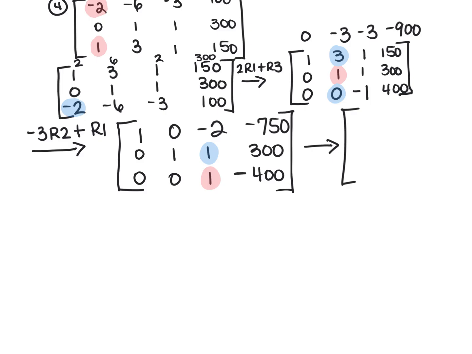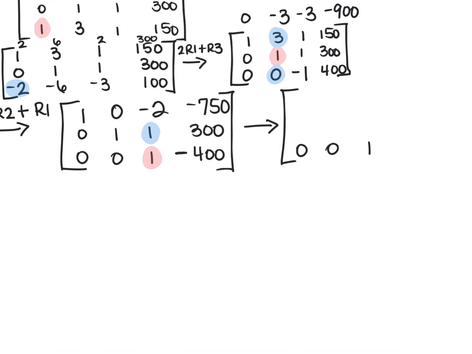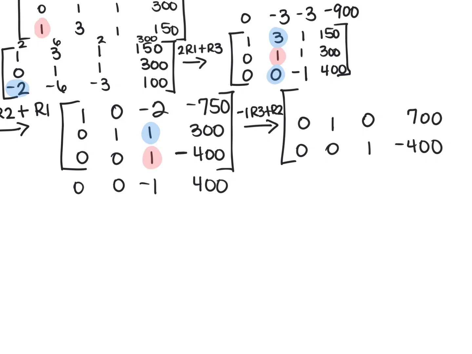So the third row is what I'm using, so it's not going to change. 0, 0, 1, -400 is going to stay. Now I'm going to take a -1 times row 3. So that's 0, 0, -1, +400. And we're going to add that to row 2. So row 2 is going to be the one changing this time. So I have 0 plus 0 is 0. 0 plus 1 is still 1. -1 plus 1 now becomes 0. And I have 400 plus 300 is going to give me 700.